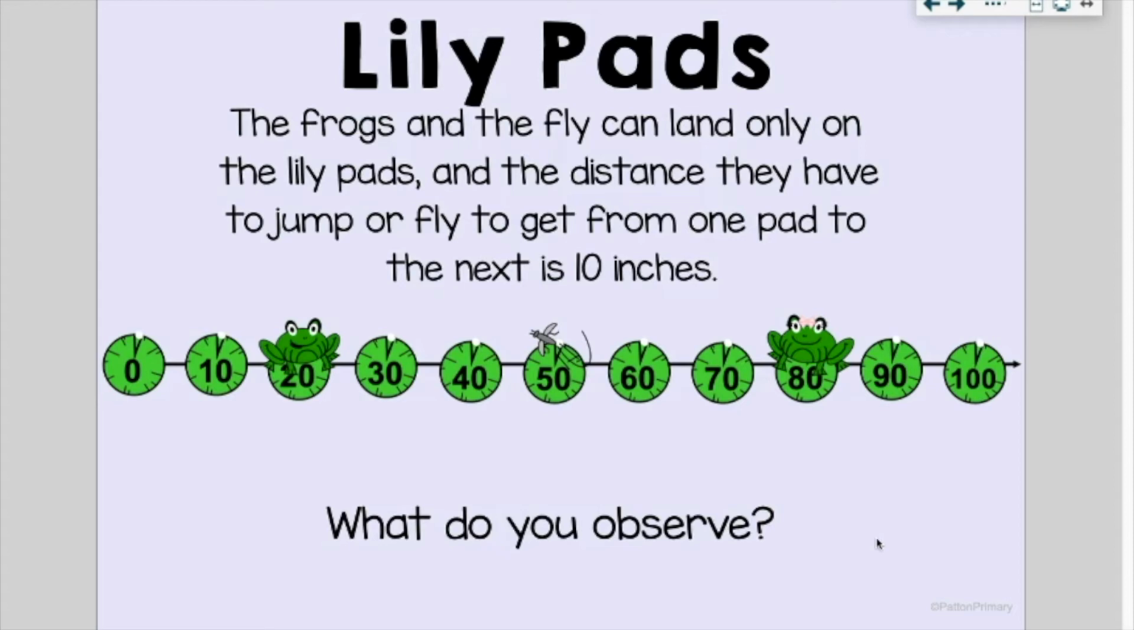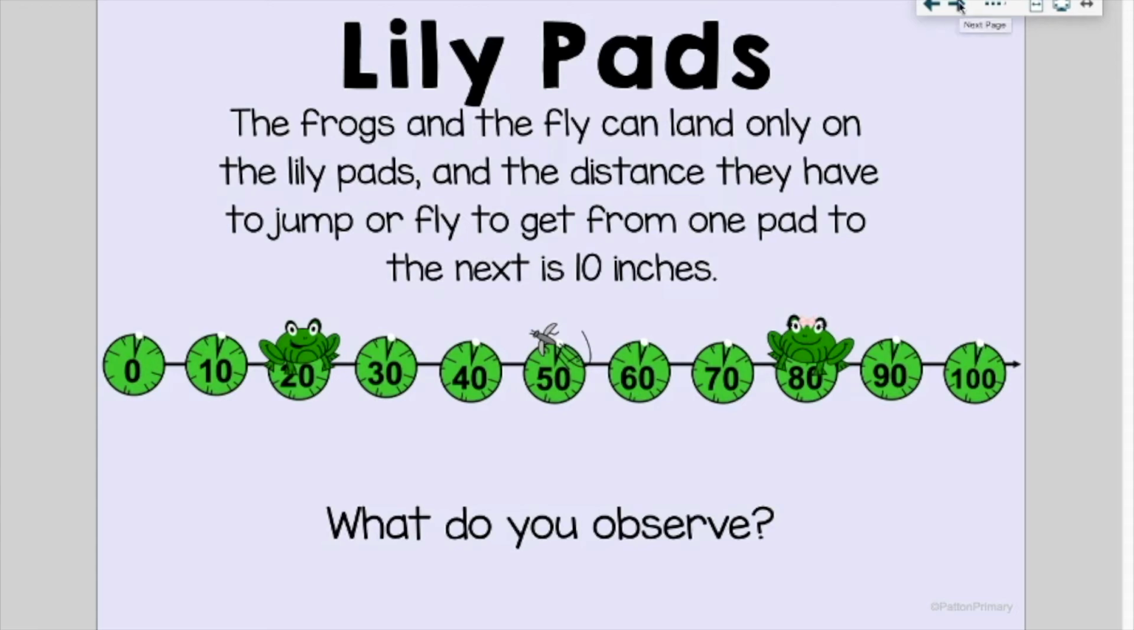I'm going to tell you what I notice. I'm noticing that I'm starting at 0 and I'm going all the way to 100. I'm also knowing that I'm counting by tens, and I see that the fly is at 50, which I know is halfway. So 0 to 50 is halfway to 100. I'm also noticing that Tad is at 20 and Polly is at 80. Did you notice anything else?